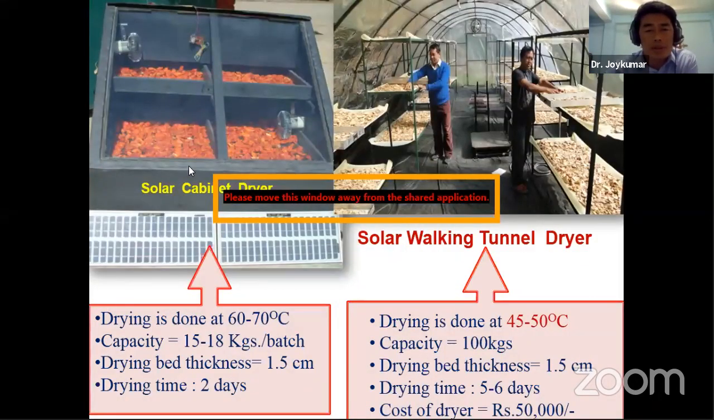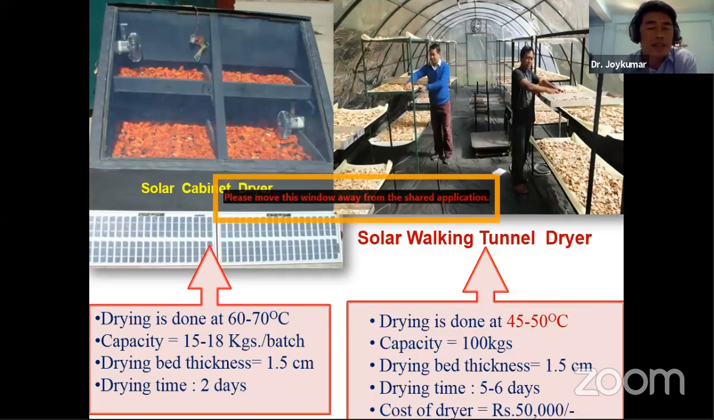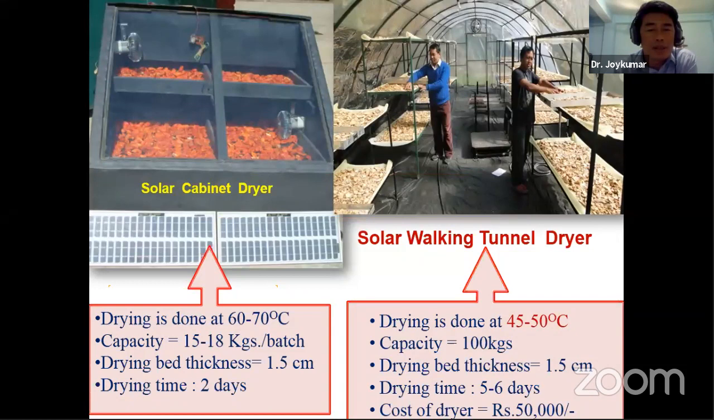And then other technologies like low-cost dryers. In fact, these are solar dryers and other dryers. These will also be very useful because they are very low cost, hardly 20,000 or 15,000 only. And this will be a versatile kind of dryer, in the sense that you can dry ginger, turmeric, any kind of fruits, and chilies.